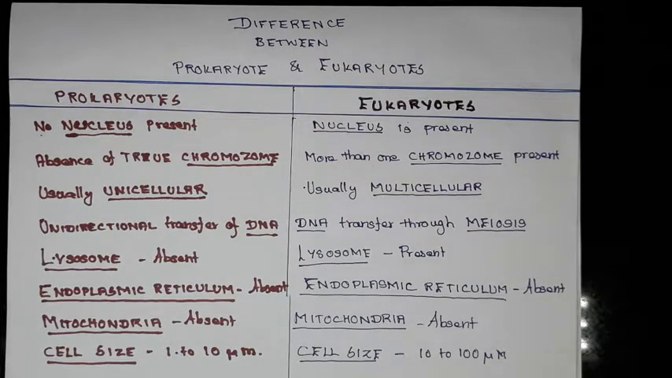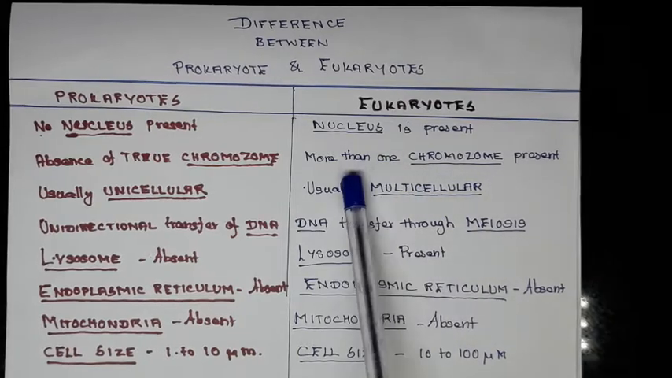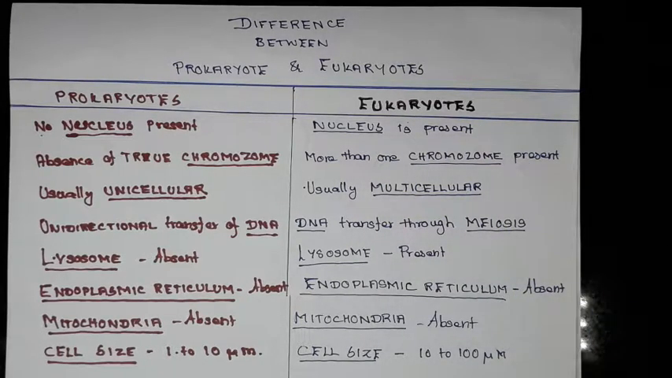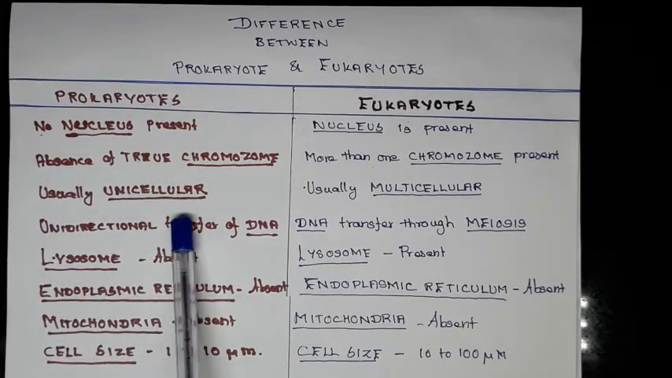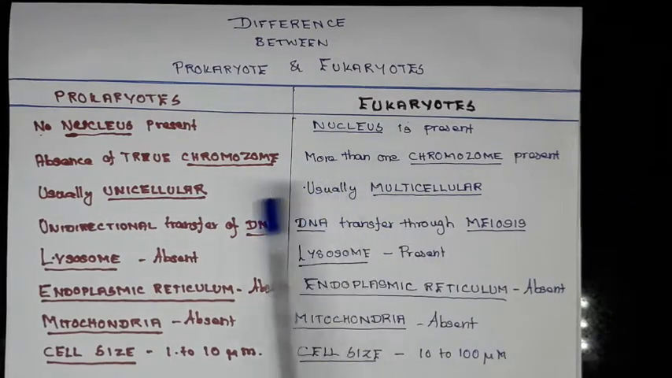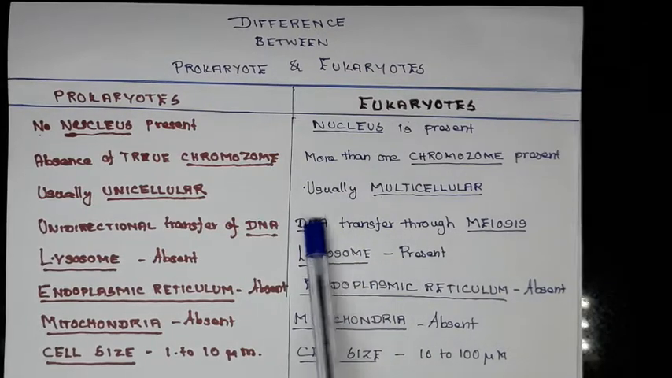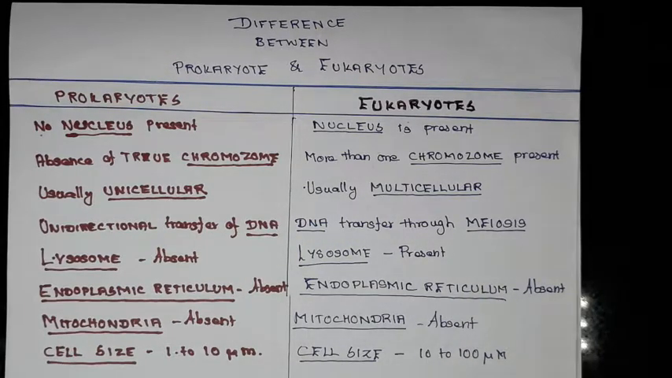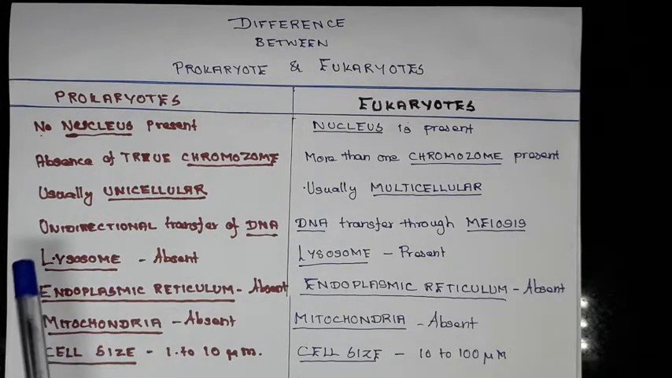And then there is no true chromosome. They have in fact plasmids, which substitute for the genetic material. And in the eukaryotes, there are more than one chromosome which contain the genetic material. And usually these are unicellular, and almost all the multicellular organisms are composed of eukaryotic cells. There is unidirectional transfer of DNA, like they usually divide through budding, and here the transfer of DNA to form new cells is happening through mitosis and meiosis.